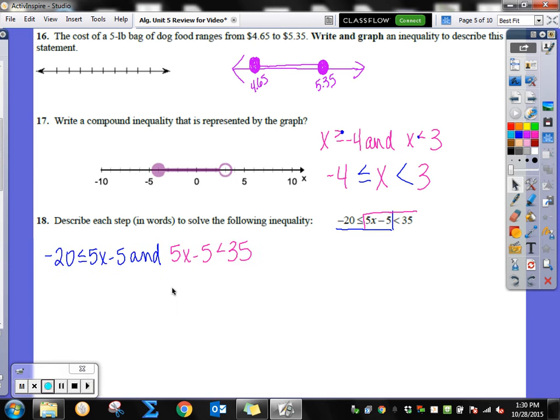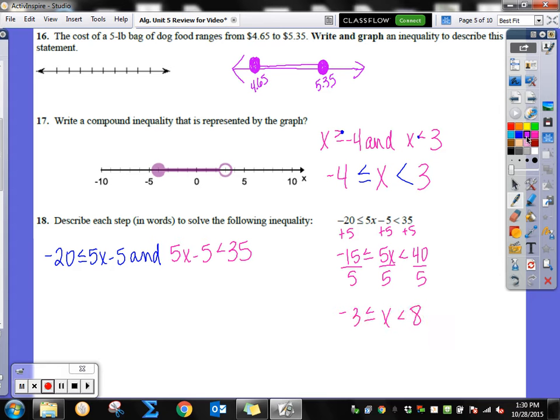So when it says describe, that just means whenever you do your work, just write what you're doing out to the side. Your other option would be to do the shortcut. And the shortcut, you would start out by adding 5 to all sides. So you would have negative 15 is less than or equal to 5x is less than 40. Then, to get the x by itself, we would divide by 5 on all sides. So negative 3 is less than or equal to x is less than 8.